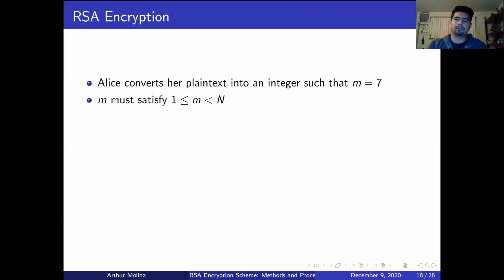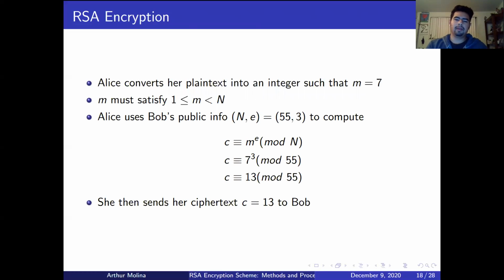Next, we consider the encryption step. Alice chooses her plaintext M, which is equal to 7, the information she wants Bob to decrypt. M must satisfy the condition that it is greater than or equal to 1, but strictly less than N. Using Bob's public information, she computes her C, which is what she'll send to Bob. She computes C, which is equivalent to 7 to the power of 3 mod 55, which is equivalent to 13 mod 55. And she sends C equal to 13 to Bob.